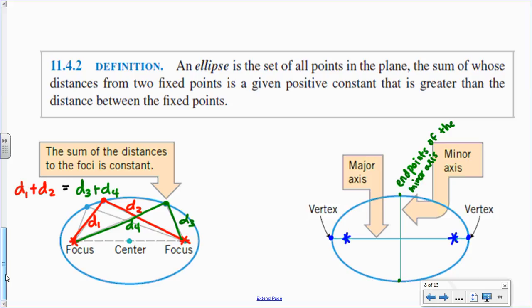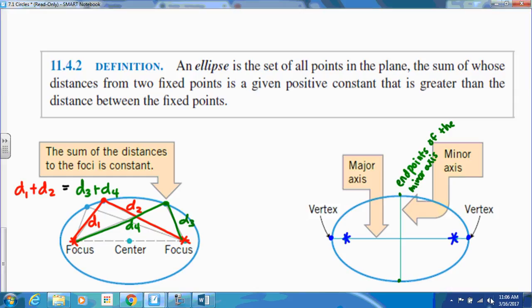That's where we're going to stop today. We will do more examples of those distance problems tomorrow.